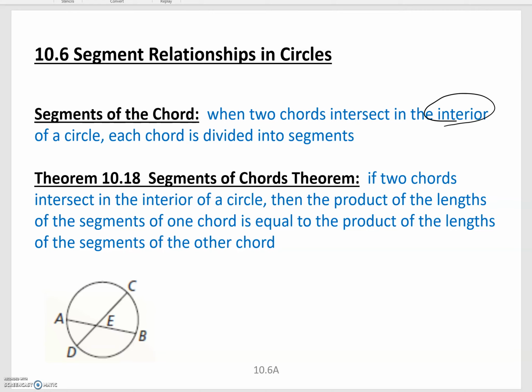If two chords intersect in the interior of the circle, then the product of the lengths of the segments of one chord is equal to the product of the lengths of the segments of the other chord. So what that means is in this picture, AE times EB, that's one product, should be equal to CE times ED. Okay, so you're taking each section of the chord, saying if I multiply those together, it should be the same as if I multiply those other two segments together.